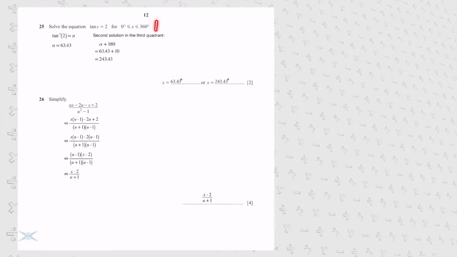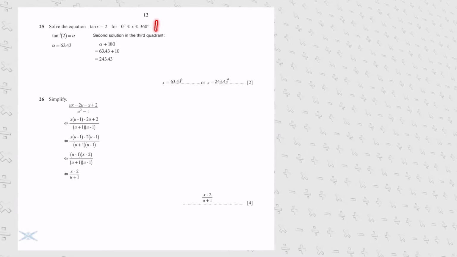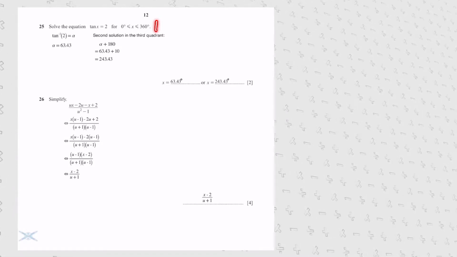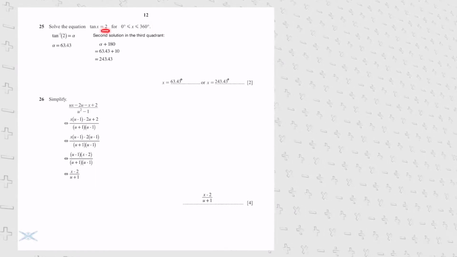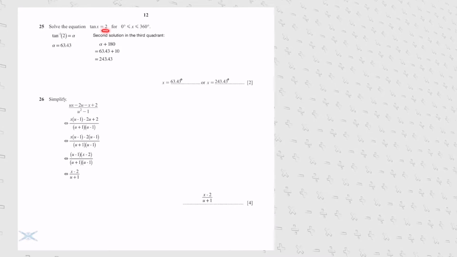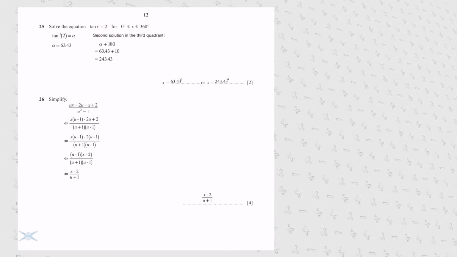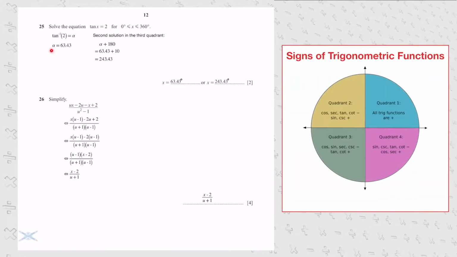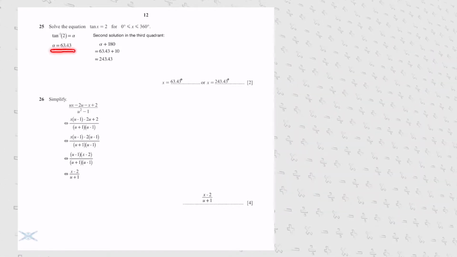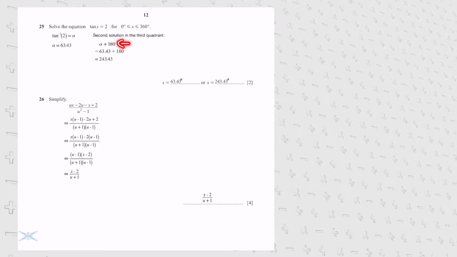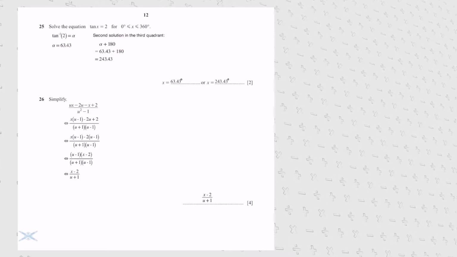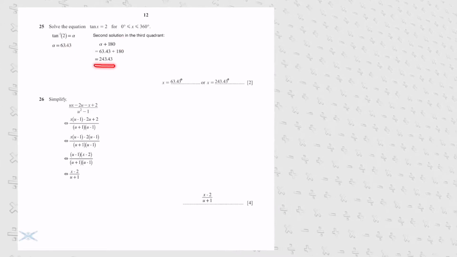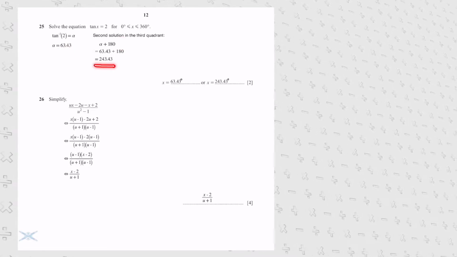In 25, we are supposed to solve the equation tangent x equals 2 for the interval between 0 and 360 degrees. Since tangent x is positive, our solutions will be found in the first and third quadrant. You will find the corresponding visuals to it to your right on the screen. So here, by using our pocket calculator, we receive 36.43 degrees as our first solution. In order to receive our second solution, we add 180 to our solution for the first quadrant, and in doing so we will receive our second solution, which is 243.43 degrees.